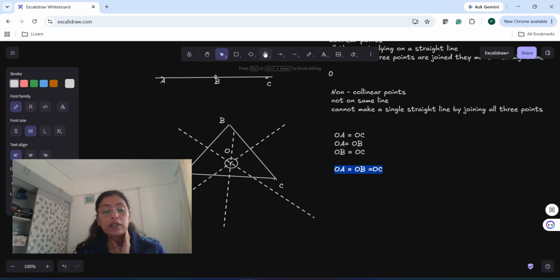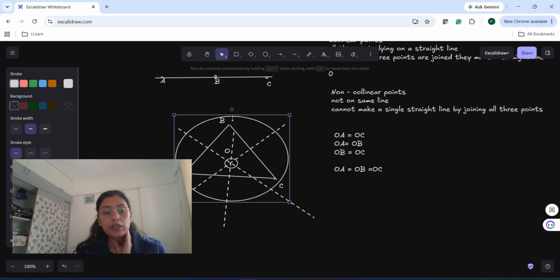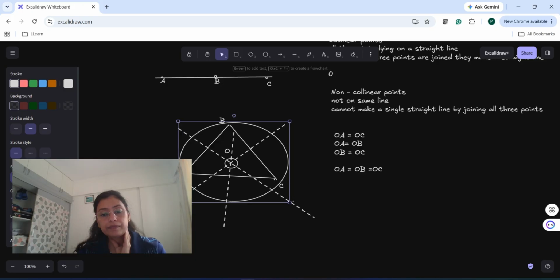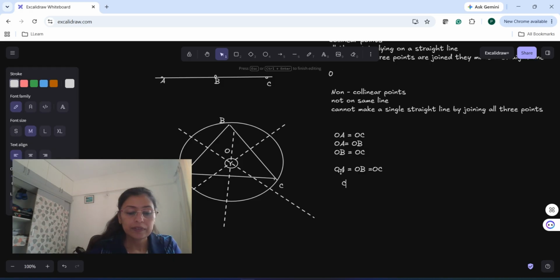So I'll draw a circle. You can draw it using your compass. I am drawing it on the canvas. So this is the circle. I am able to draw a circle passing through A, B, C.